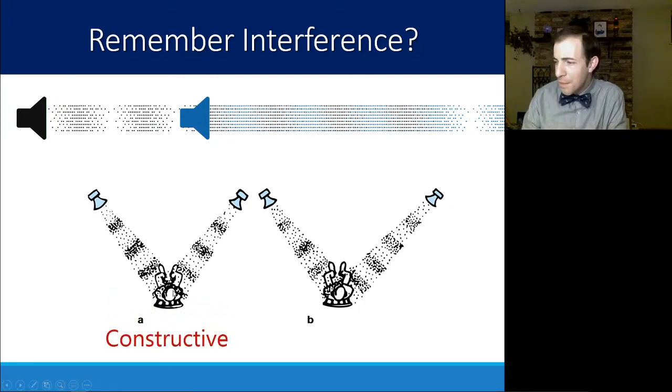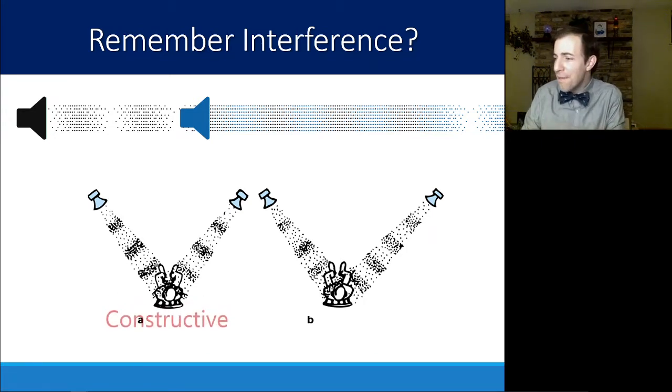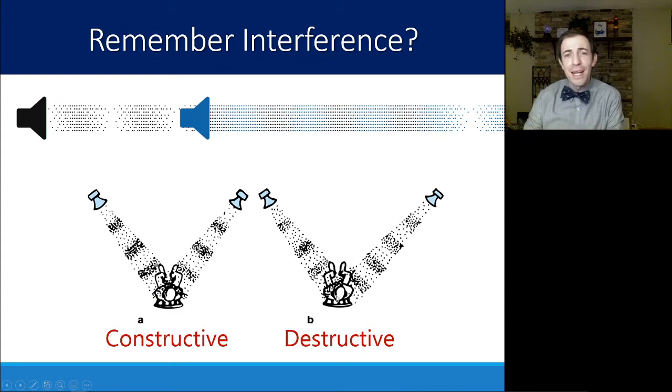If you were sitting somewhere that you experienced a compression from both waves at the same time and a rarefaction from both waves at the same time, you would experience constructive interference. So those waves amplify each other. If instead you're in a place that you have a compression at the same time as a rarefaction, or a crest at the same time as a trough, you get destructive interference.